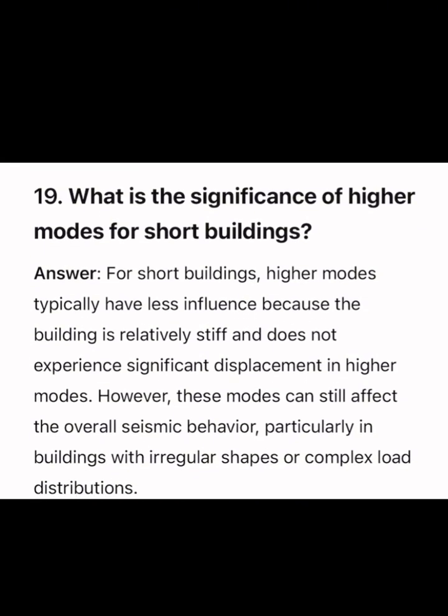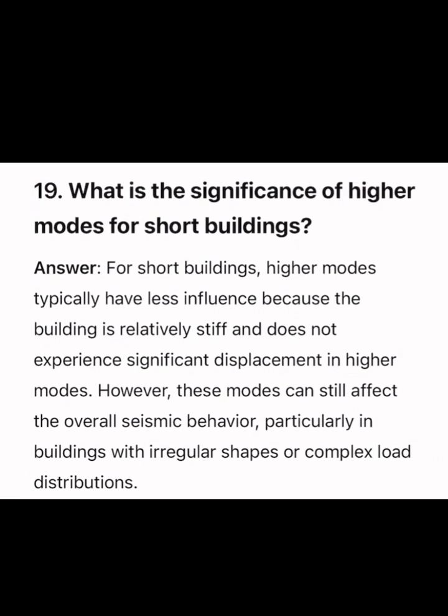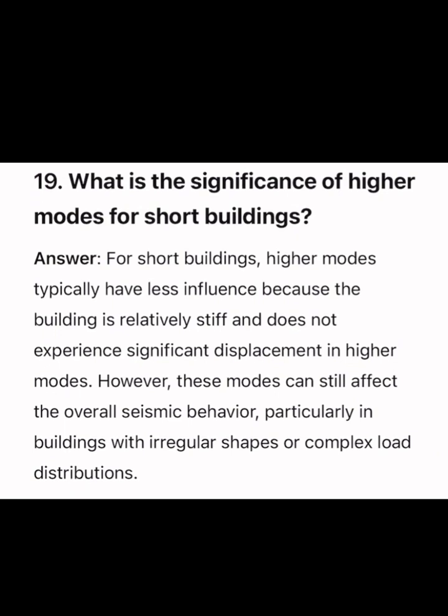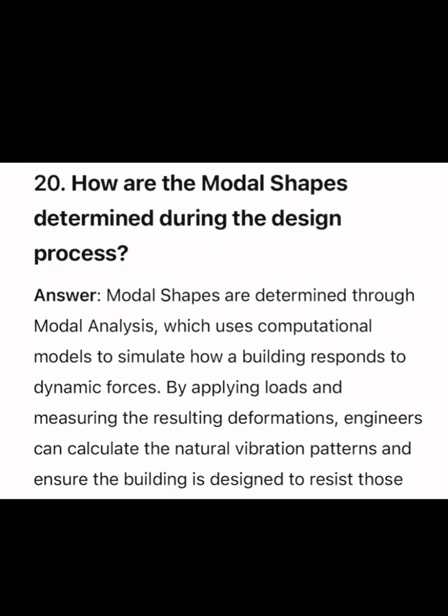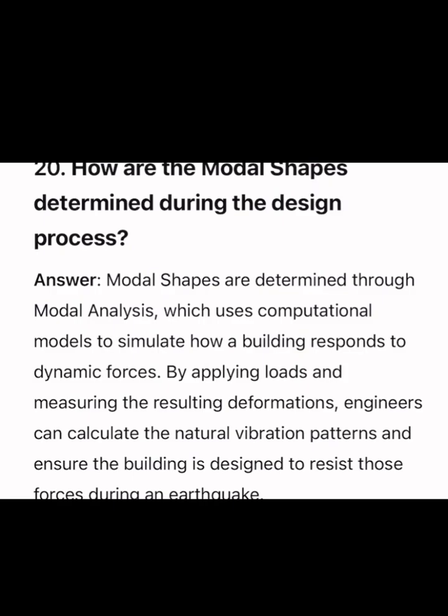What is the significance of higher modes for shorter buildings? For shorter buildings, higher modes typically have less influence because the building is relatively stiff and does not experience significant displacement in higher modes. However, these modes can still affect the overall seismic behavior, particularly in buildings with irregular shapes and complex load distributions.